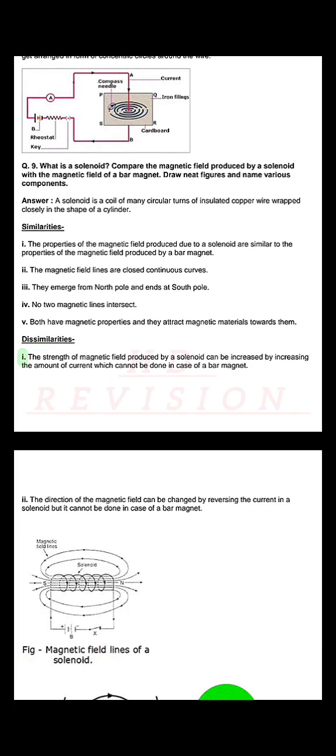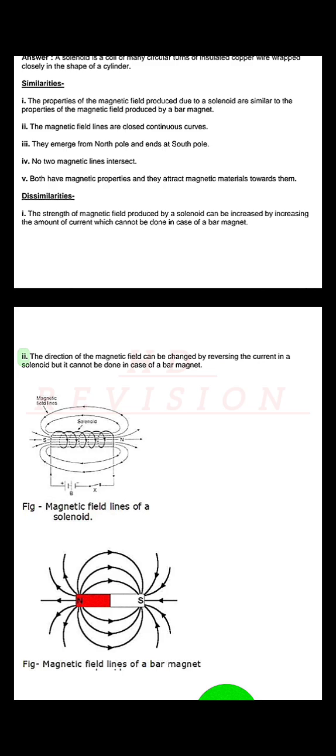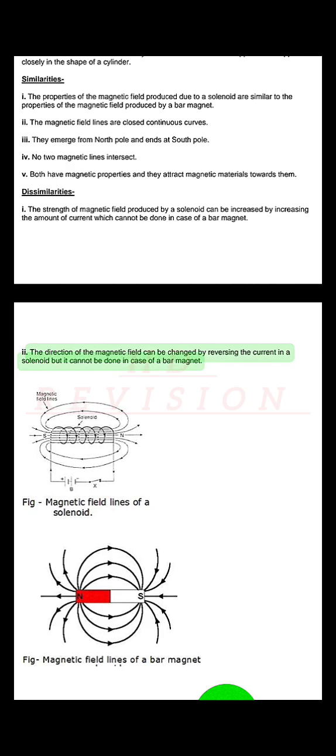Dissimilarities. I. The strength of the magnetic field produced by a solenoid can be increased by increasing the amount of current, which cannot be done in the case of a bar magnet. II. The direction of the magnetic field can be changed by reversing the current in a solenoid, but it cannot be done in the case of a bar magnet.